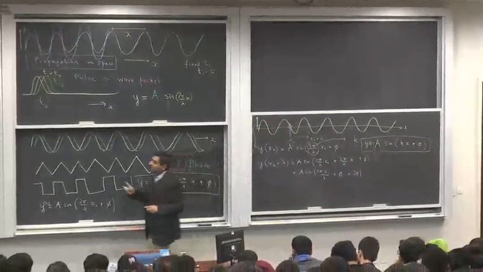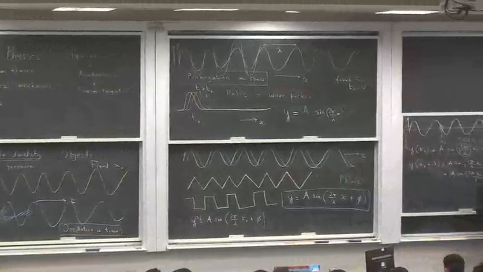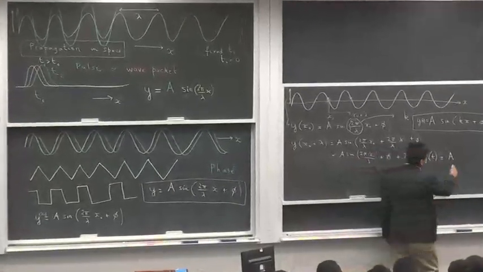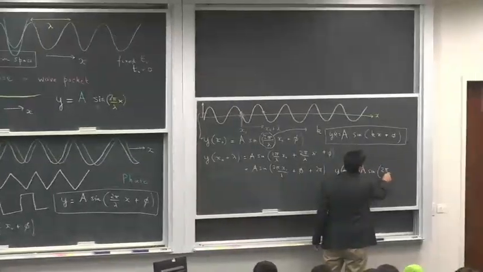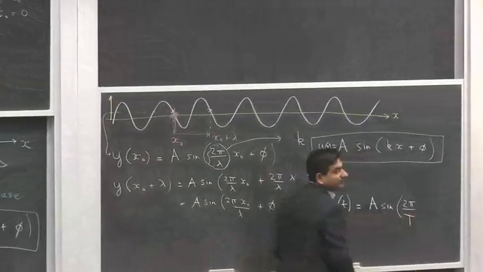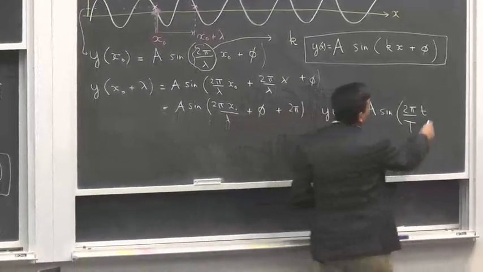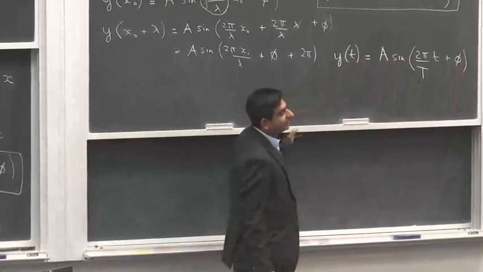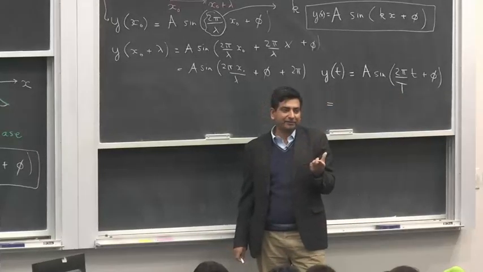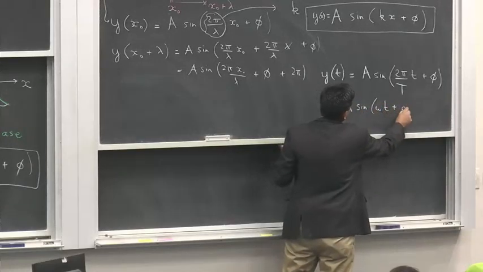Now I'm trying to write a formula for this picture at some fixed x naught, which would be 0. That formula is y is now a function of time. Some amplitude a sine of 2 pi over the corresponding period, the temporal scale is the time period. Time is now a variable, small t. Capital T is my time period, plus a phase, phi. Or this 2 pi over capital T is called the frequency, omega. A sine omega t plus phi.